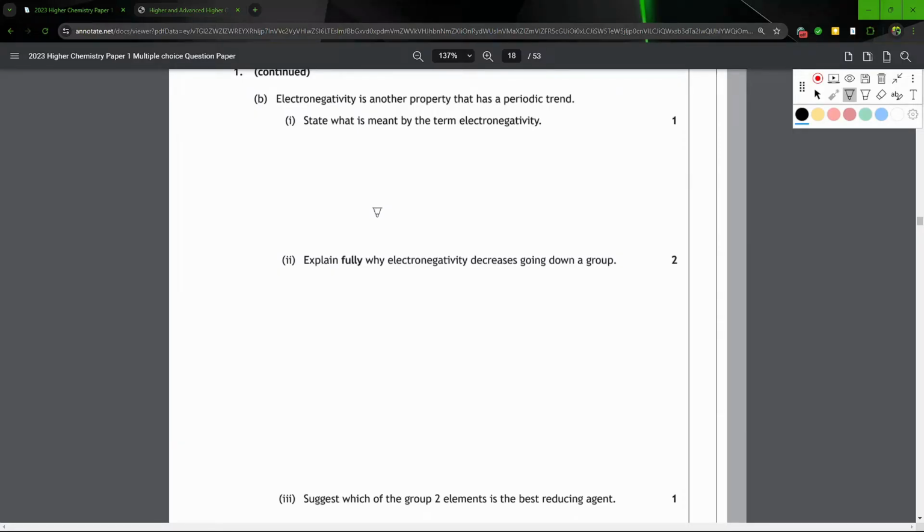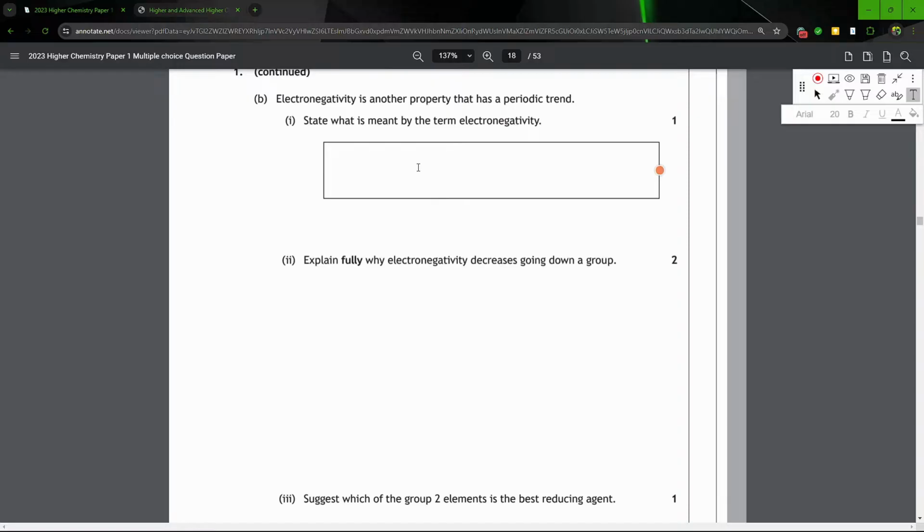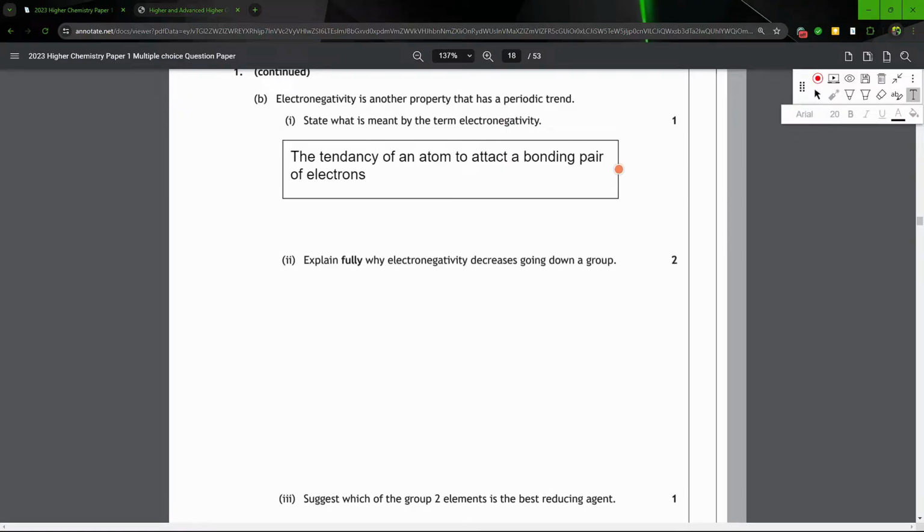Electronegativity is another property that has a periodic trend. States what is meant by the term electronegativity. I always have this kind of boilerplate standard answer, which is the tendency of an atom to attract a bonding pair of electrons. That's it. There's lots of ways you can state this, but it's basically along those lines.